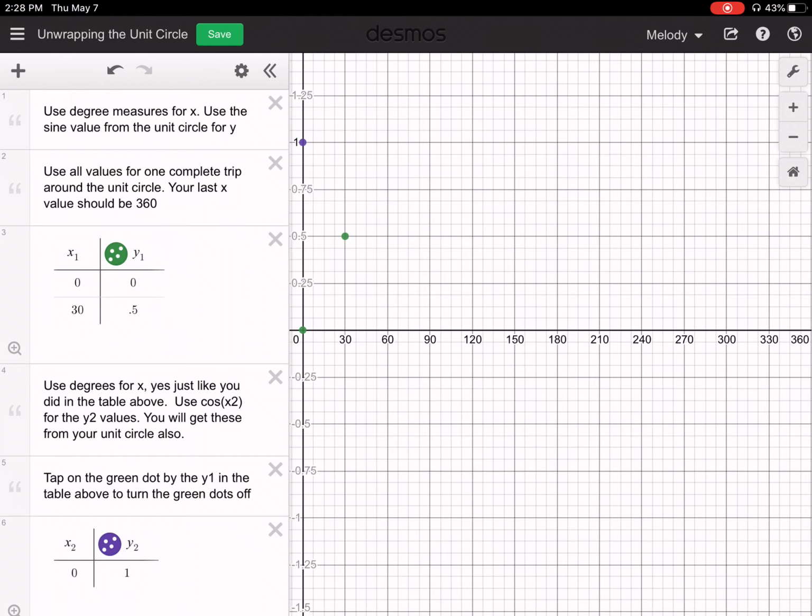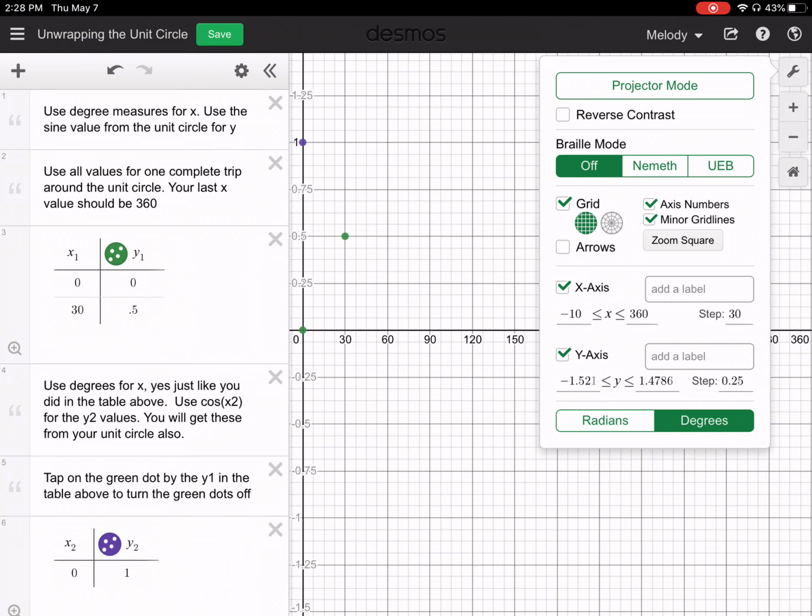Over here, remember on the top right corner, you've got your settings. This should be set in degree mode. I'm showing you this because you're going to switch it for phase 2 of this activity. I've already reset the x-axis. Remember, we're talking degrees on the x-axis, so it goes from negative 10 degrees up to 360 degrees. I picked 360 because that's a full circle. I could have counted by every 15 degrees or something, but I picked 30 degrees because there are a lot of 30-degree angles on the unit circle.